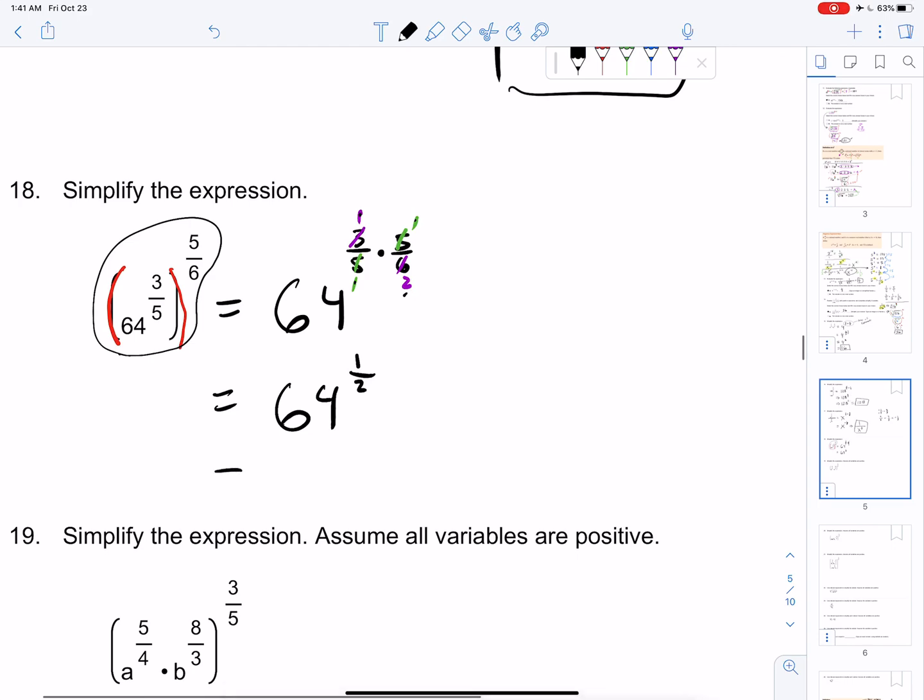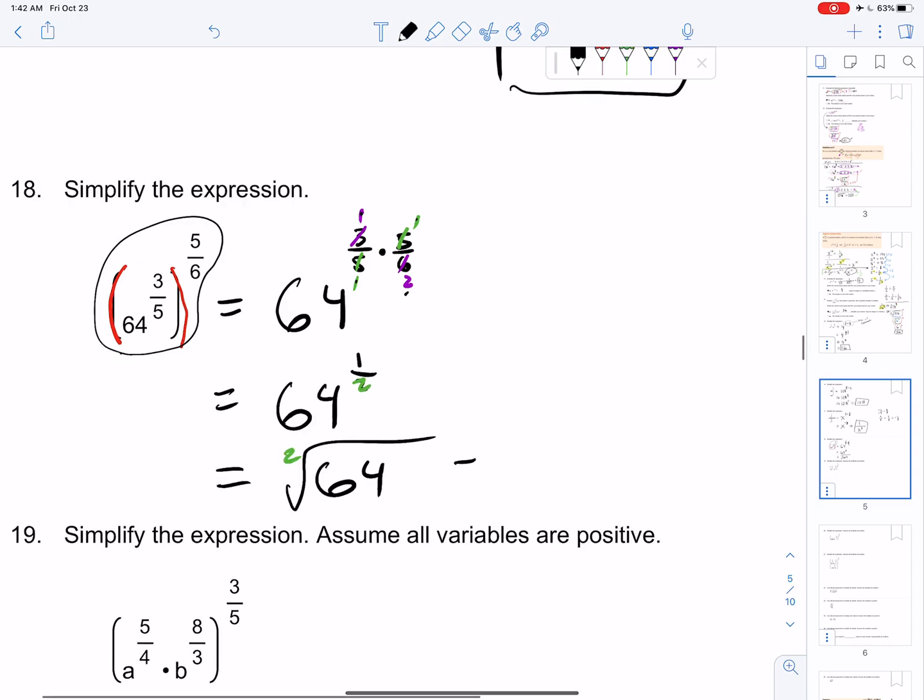Does that ring a bell to anybody that we can simplify it further? We've got a base of 64. What does it look like as a radical? Well, the denominator is 2, so the index is 2, and that thing looks really nice. What's the square root of 64? Well, 8 times 8 is 64, so the square root of 64 is just 8. And that's the answer for number 18.